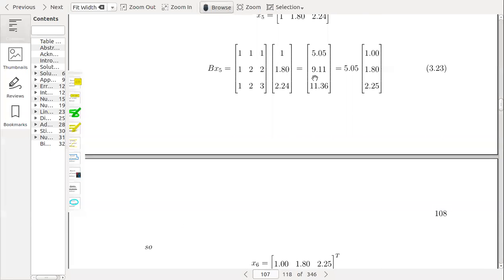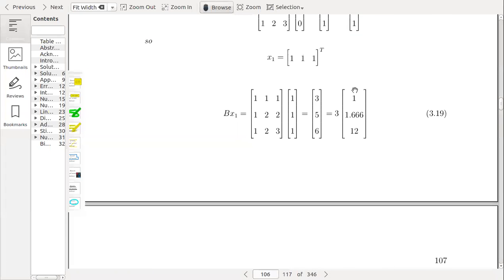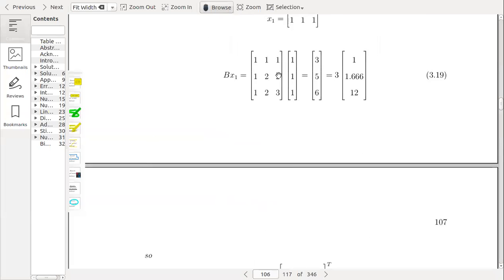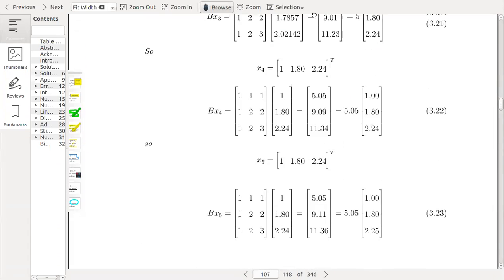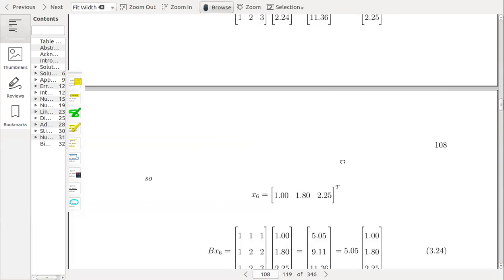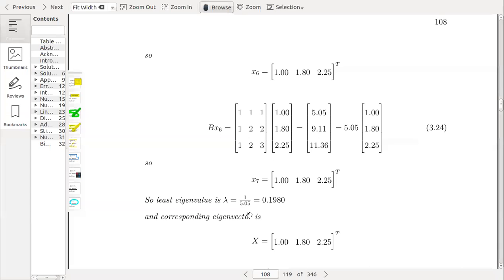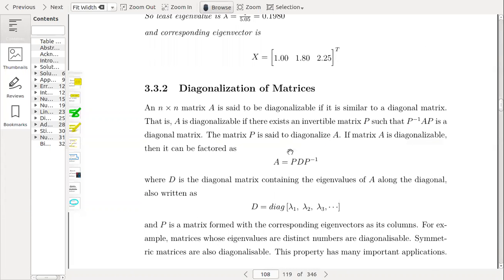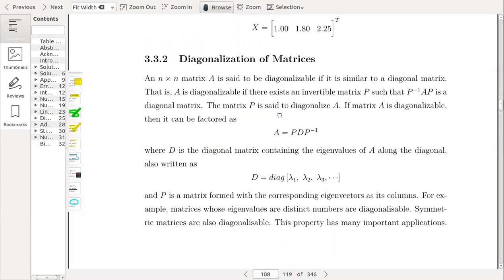So if we want to verify that 0.1980 is the least eigenvalue of the matrix A, then simply we have to find all the eigenvalues of this matrix, and you will get the least eigenvalue of this matrix will surely be 1 over 5.05, which is 0.1980. Okay. And the corresponding eigenvector is this 1.00, 1.80, and 2.25 transpose. Okay. Next is the diagonalization of matrices.